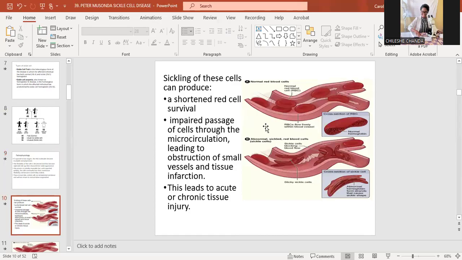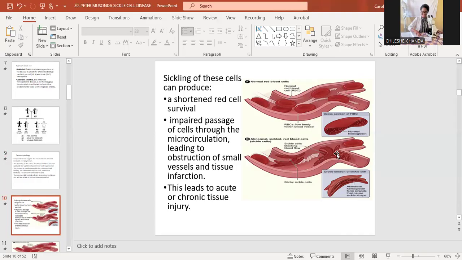Now, if you look at this diagram here, this picture is showing us a blood vessel with normal red blood cells that have this disc shape. And this other one is showing us a blood vessel with red blood cells that are mixed. Some of them are sickled, some of them have the nice disc shape. Now, the sickling of these cells will result in shortened red cell survival. These red cells that are sickled will not survive much longer.